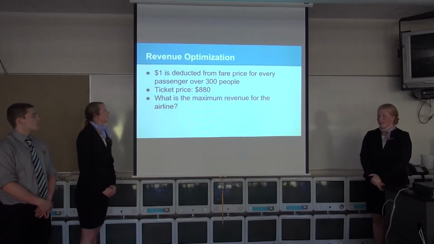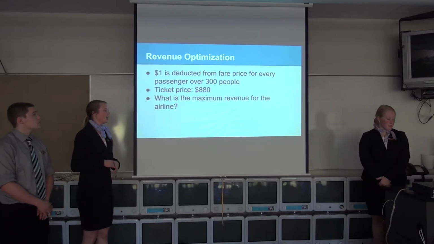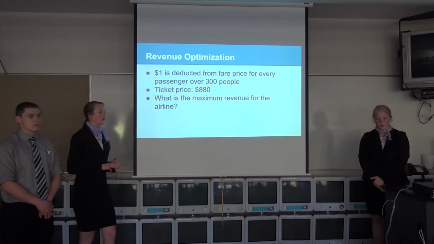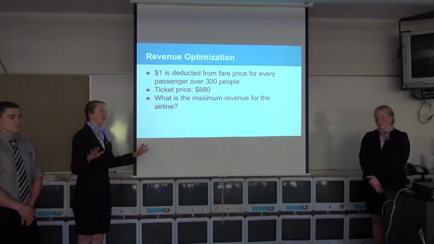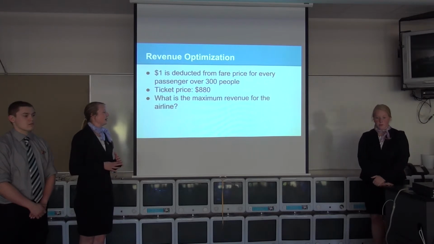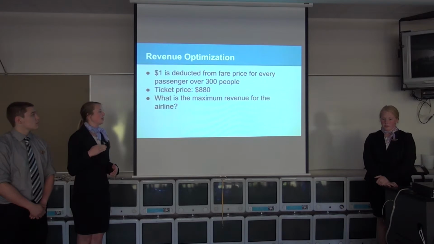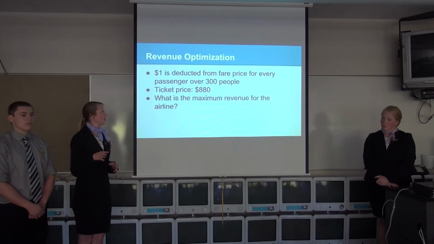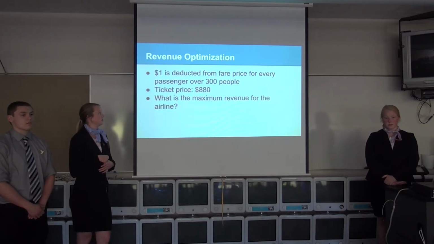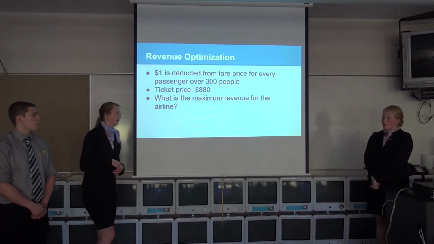Okay, so with revenue optimization, if we have 300 passengers on the plane, the price per ticket is $880, but then once it goes over 300 people, there's a $1 deduction from the fare price. And so we wanted to find the maximum revenue for our airline.